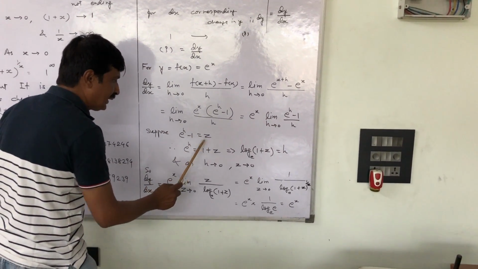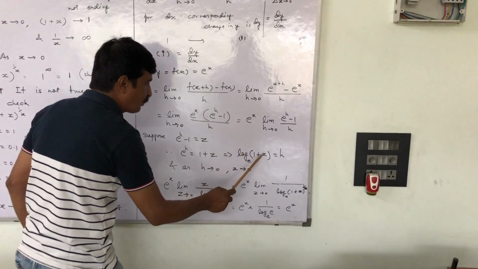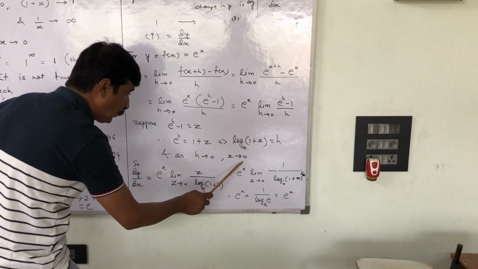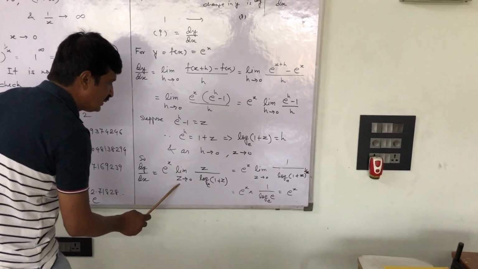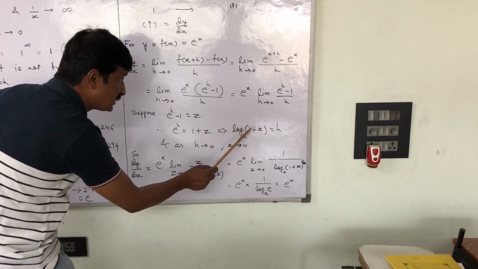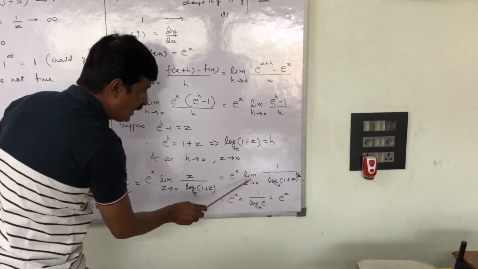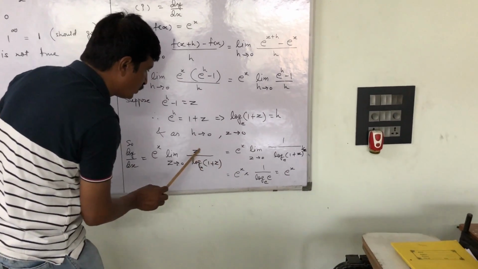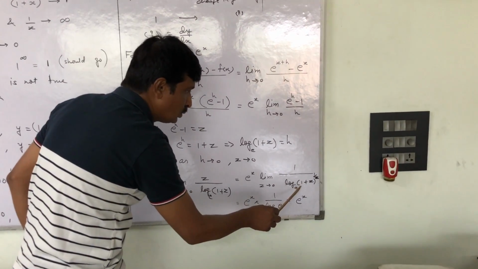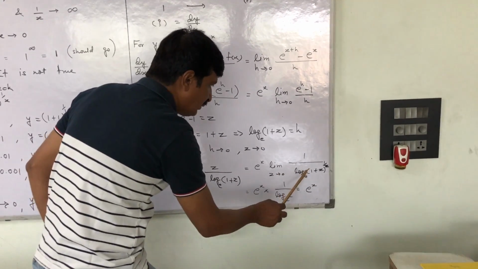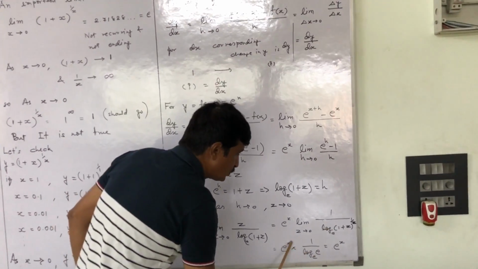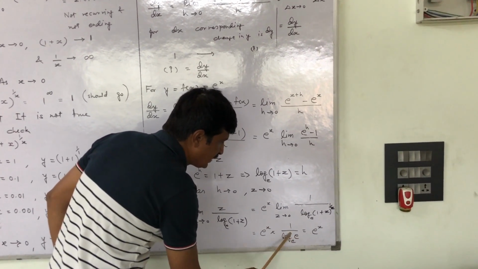Suppose e raised to h minus 1 is z, so e raised to h is 1 plus z. So log of 1 plus z to the base e is h. As h tends to 0, z tends to 0. So e raised to x into limit z tends to 0, this one is z, and this one h is log 1 plus z to the base e. Rewriting, e raised to x limit z tends to 0, 1 upon z, and then by logarithm rules it goes to 1 upon log of 1 plus z raised to 1 upon z. We know that limit as z tends to 0, 1 plus z raised to 1 upon z is e. So e raised to x into 1 upon log e to the base e, it is 1, so e raised to x.